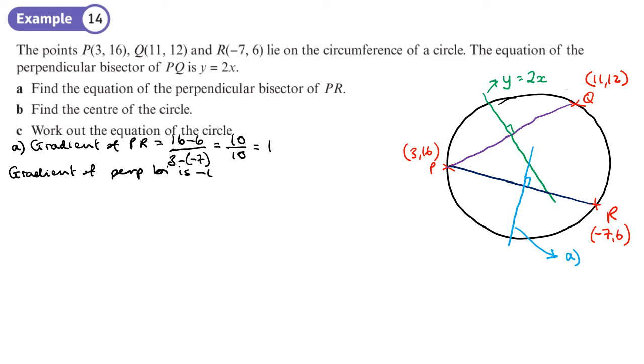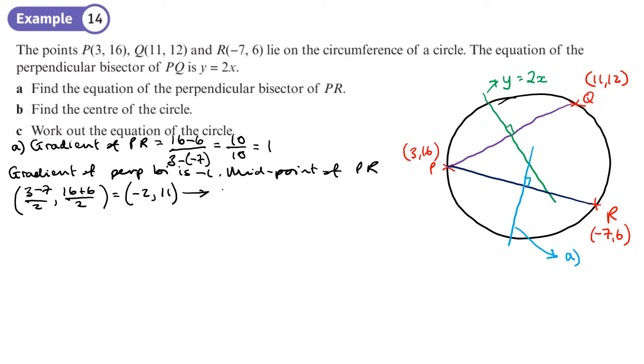Now the next thing that we need is the midpoint of PR. To do that, we add the x coordinates together, so 3 minus 7, divide that by 2. We add the y coordinates together, which is 16 and 6, divide that by 2. So what we're going to get is negative 4 divided by 2, which is negative 2, and then 22 divided by 2, which is 11. Now we can use y minus y1 equals m, negative 1, times x minus x1, so x minus negative 2.